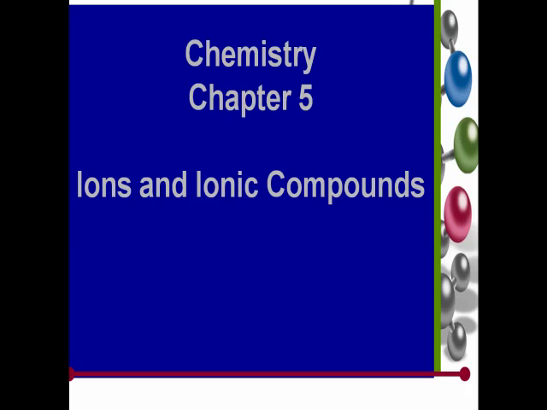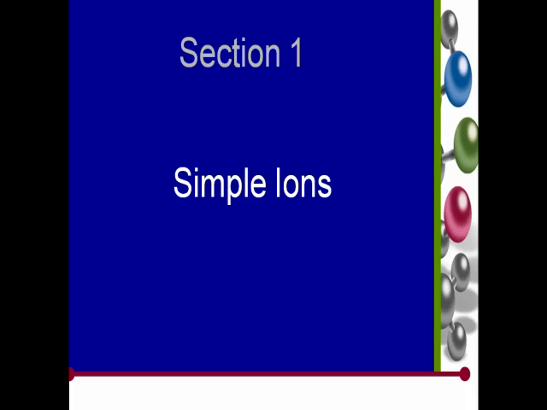Chapter 5, Ions and Ionic Compounds. Chapter 5, Section 1, Simple Ions. In this section, we are going to look at the formation of monatomic ions, so ions that are made up of only one atom.